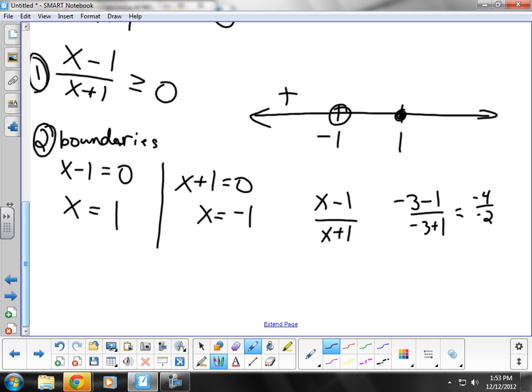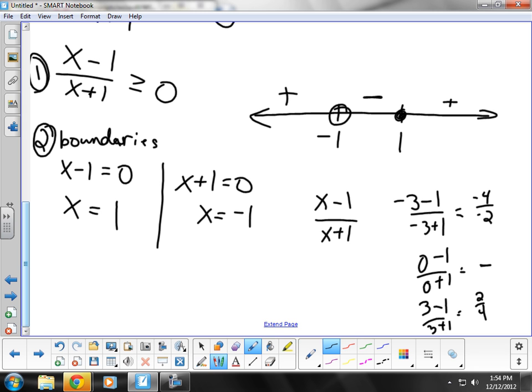And then I pick a number between these 2. 0 is nice, right? Because it goes from negative to positive. I can always use 0 if my numbers go from negative to positive. So I've got 0 minus 1 over 0 plus 1, which is a negative number, right? -1. And then I check the stuff bigger than 1. That was +3. Gives me 2 over 4, which is positive, right?